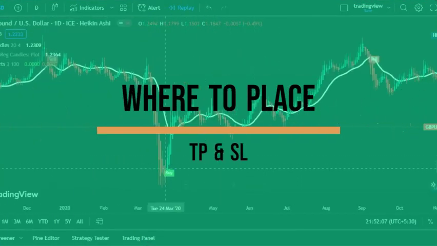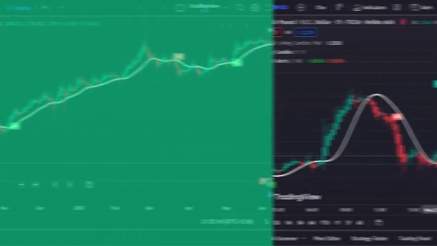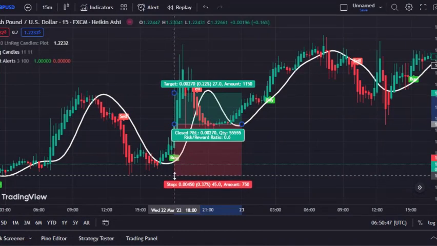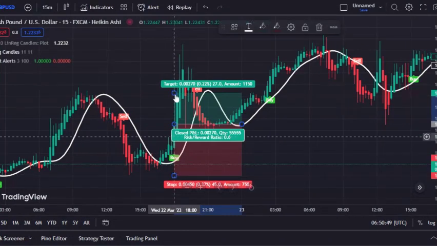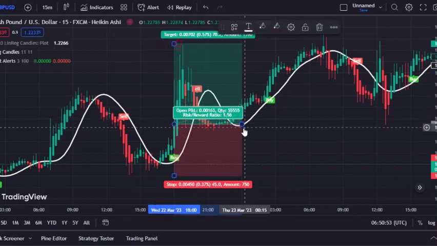Okay, great. Now let's see where to place your take profit and stop loss. So you can place your stop loss near the last swing level. And to talk about take profit, you can set your take profit 1.5 times higher than the stop loss or near the last swing level.